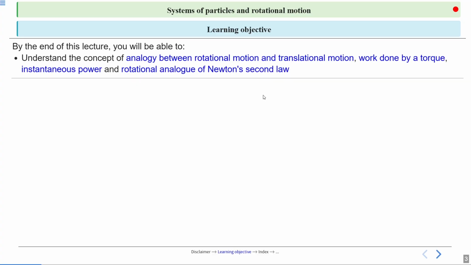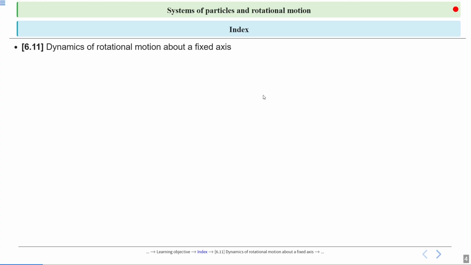Learning objective. By the end of this lecture, you will be able to understand the concept of analogy between rotational motion and translational motion, work done by a torque, instantaneous power, and rotational analog of Newton's second law. In today's lecture, we will cover first dynamics of rotational motion about a fixed axis, then work done by a torque, and Example 6.12.